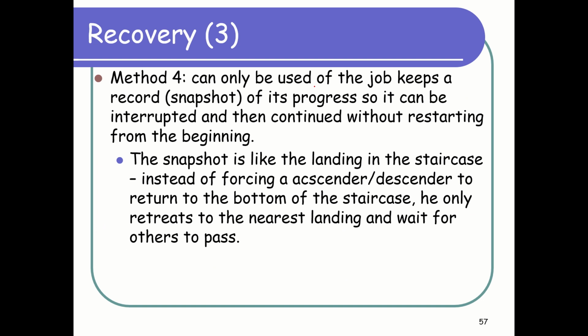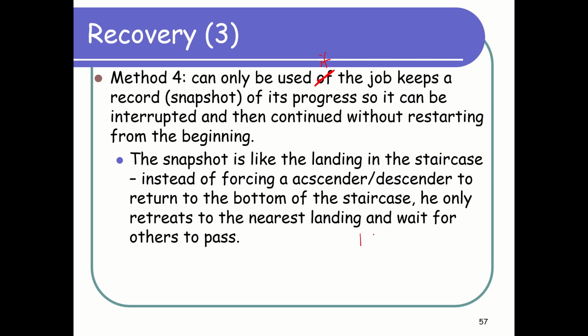Method 4 can only be used if the job keeps a record or snapshot of its progress, so it can be interrupted and then continue without restarting from the beginning. The snapshot is like the landing in a staircase. Instead of forcing ascenders or descenders to return to the bottom of the staircase, he only retreats to the nearest landing and waits for others to pass. So just one step behind.